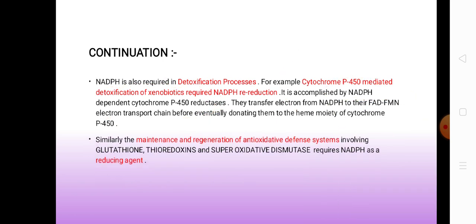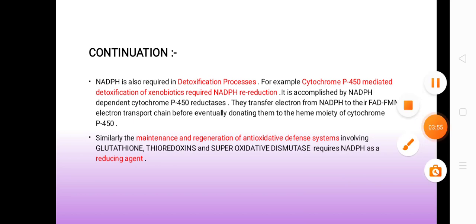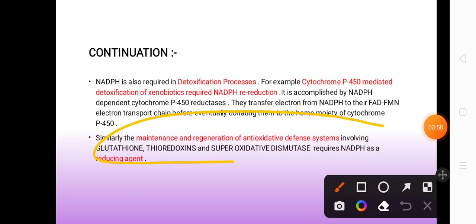And it is also important in maintenance and regeneration of various antioxidative systems, for example glutathione, thioredoxins and superoxide dismutase. These things require NADPH as a reducing agent.